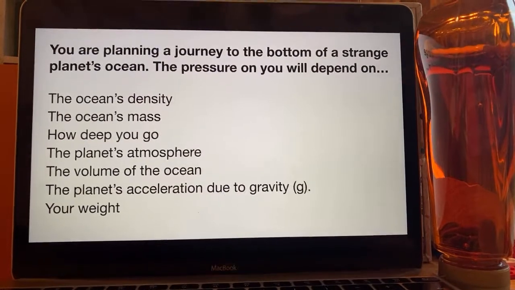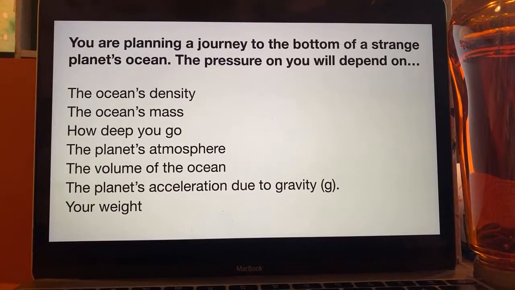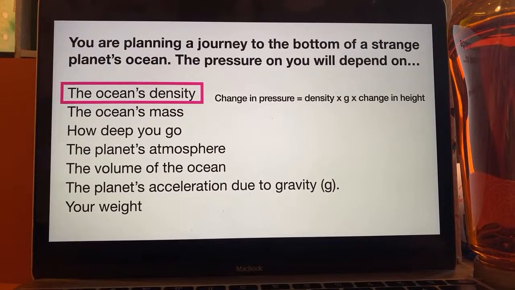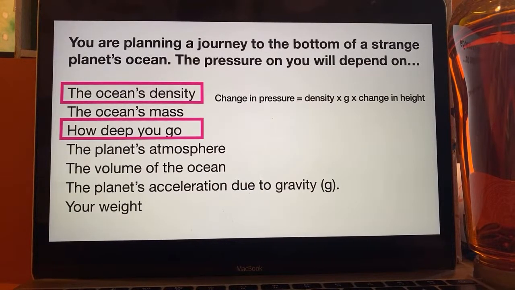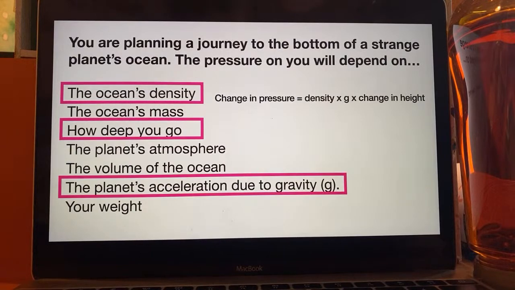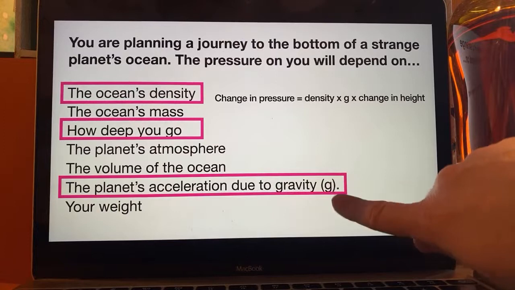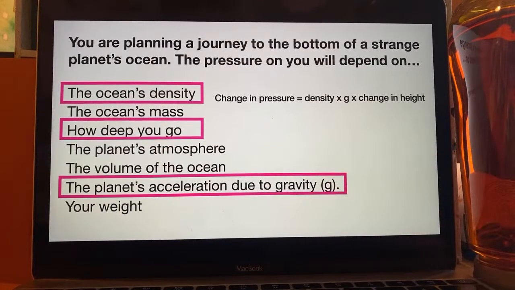Okay, it's hit. Well, the answer is, going on that change in pressure equation that we've been looking at, change in pressure is density times little g times height. You might have said the ocean's density, you'd be correct. How deep you go, definitely. And the planet's acceleration due to gravity, which is little g, how much gravity is pulling on you.